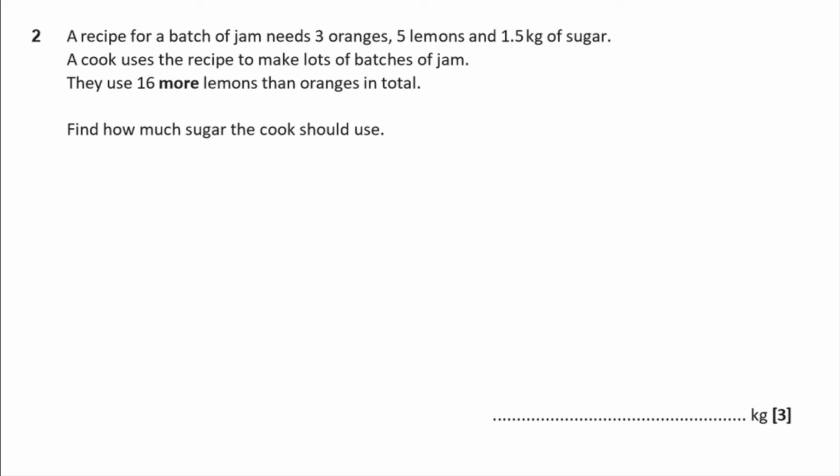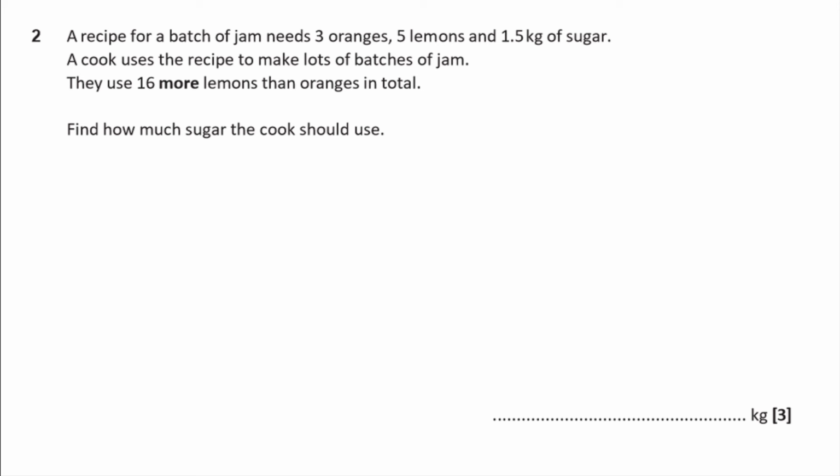Question 2. A recipe for a batch of jam needs 3 oranges, 5 lemons and 1.5 kilograms of sugar. A cook uses the recipe to make lots of batches of jam. They use 16 more lemons than oranges in total. Find how much sugar the cook should use.